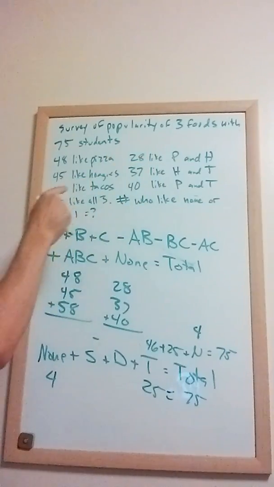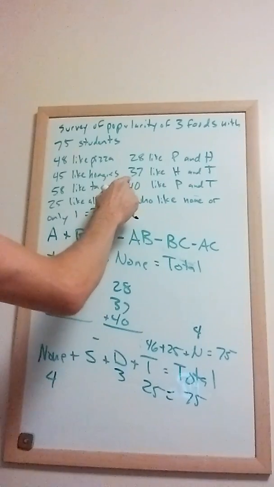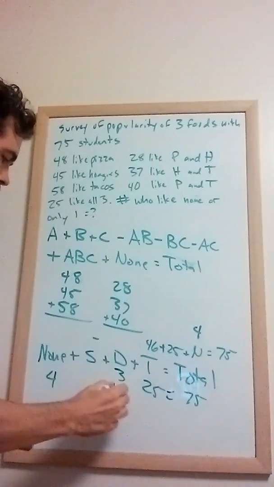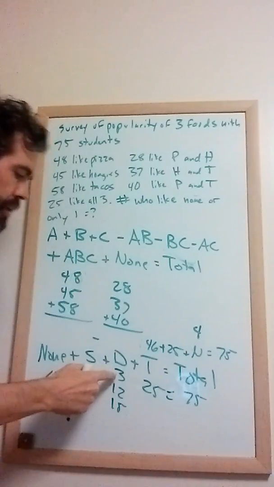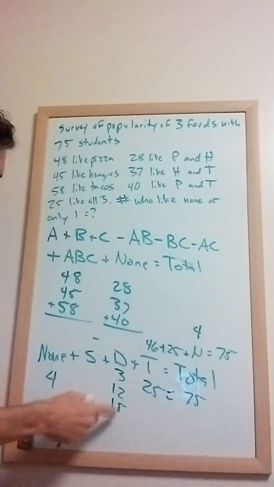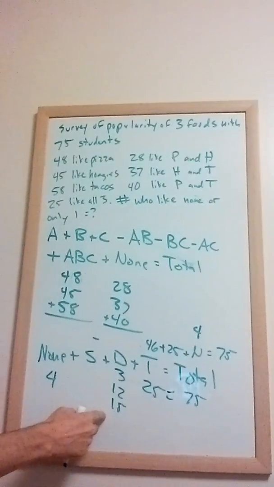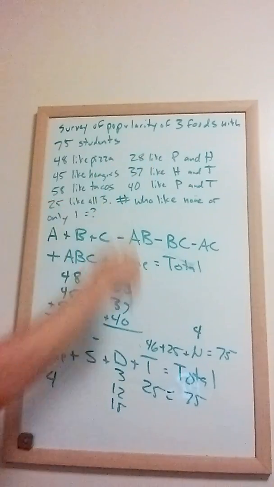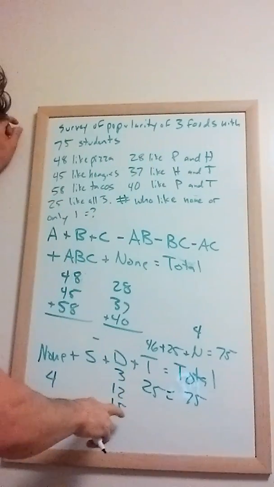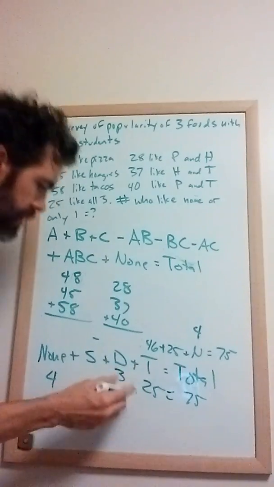Okay? So 28 minus 25 is 3. So doubles is 3. 37 minus 25 is 12. And 40 minus 25 is 15. So these are the people who like exactly 2. I add these 3 together and I get 30. That's not right. Did something wrong. 40 minus 25 is 15. 37 minus 25 is 12. 28 minus 25 is 3. Let's see here. Oh, no, that's right. Yeah, so this is 30.